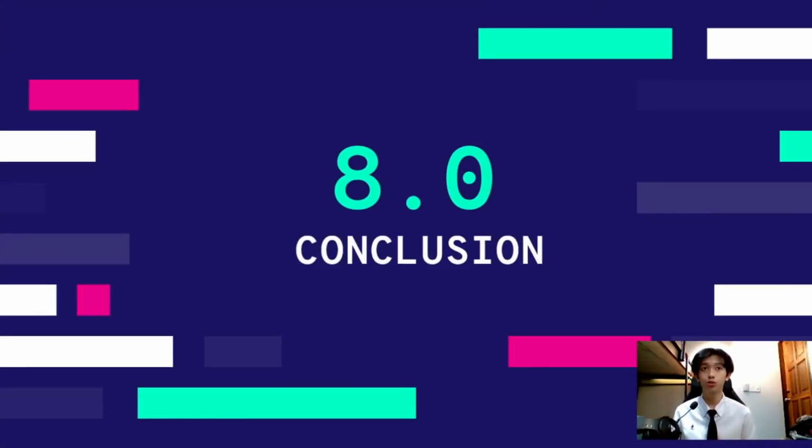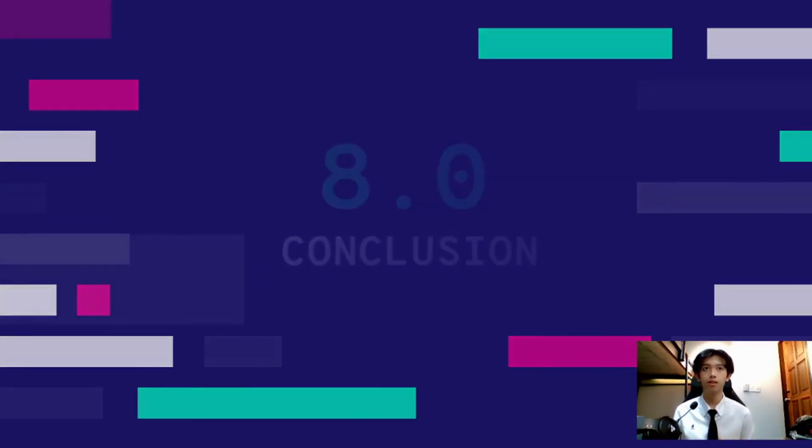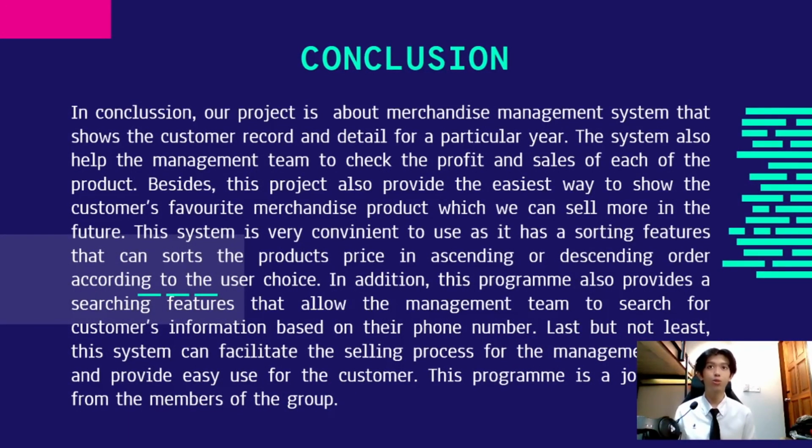Finally, the conclusion. In conclusion, our project is about a merchandise management system that shows the customer record and detail for a particular year. The system also helps the management team to check the profit and sales of each of the products. Besides, this system also provides an easy way to show the customers' favorite merchandise products, which we can sell more of in the future. The system is very convenient to use as it has a sorting feature that can sort the product price in ascending or descending order according to the user's choice.